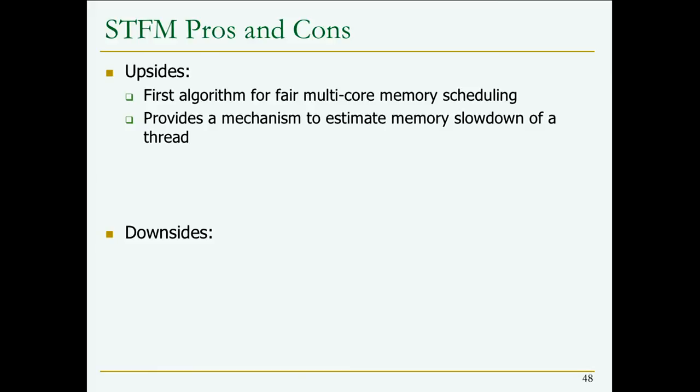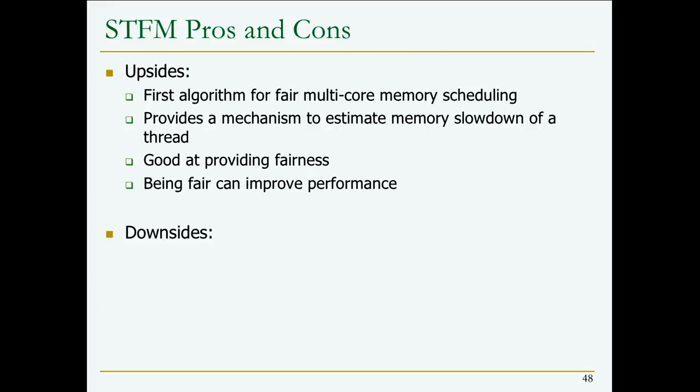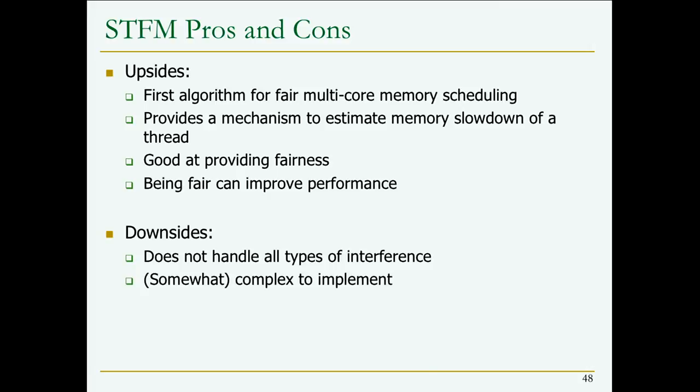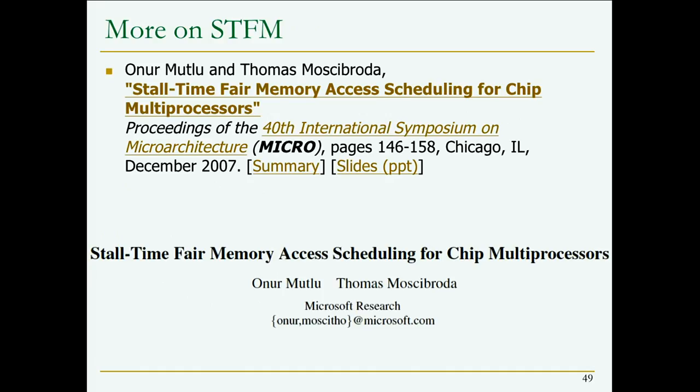Because if you can estimate the memory slowdown of a thread, now you know how far away you are from your performance goal. And it's good at providing fairness, and you can see the result. And being fair can improve performance. This actually improves performance compared to a first come, first serve as well as first ready, first come, first served scheduler. Now, the downside is it doesn't handle all types of interference, and you will see what I mean in a little bit. It's complex to implement, and slowdown estimations can be incorrect.